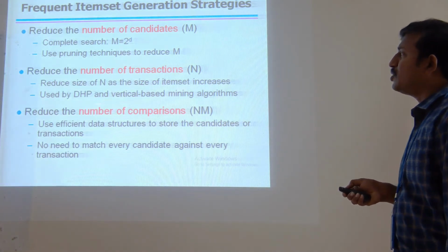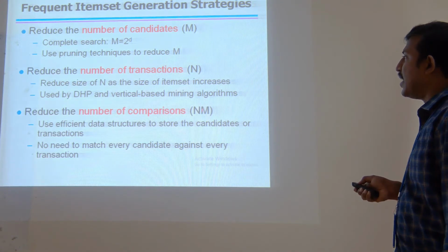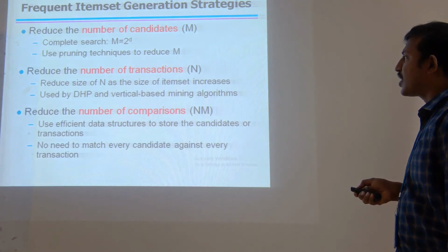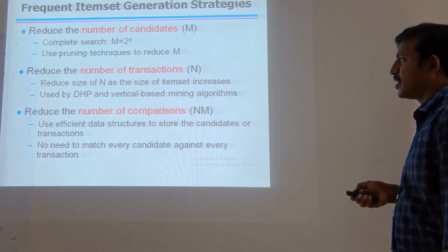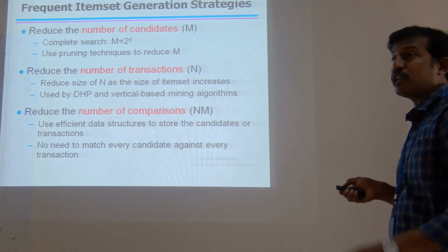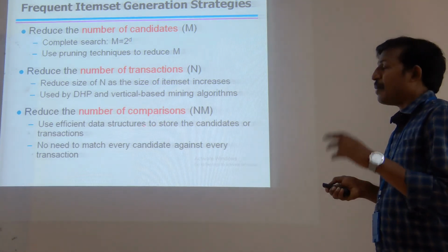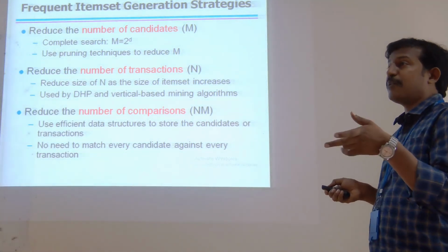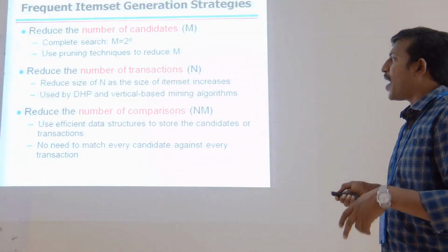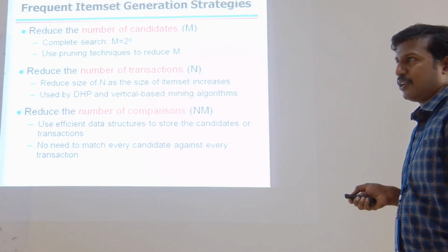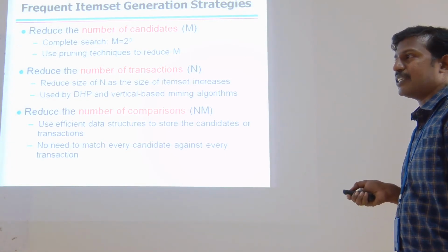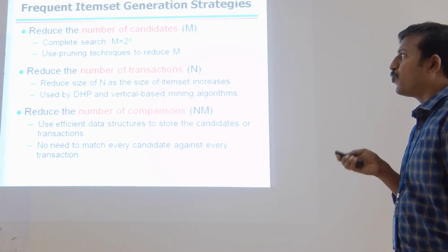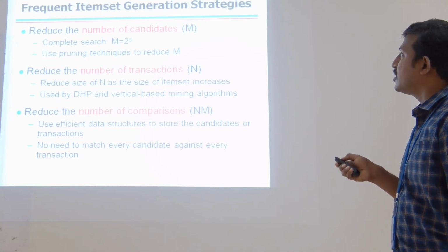And next, reduce the number of comparisons between N and M. By using efficient data structures, we can store the candidates or transactions in an efficient manner. If stored efficiently, the search time and the number of comparisons will be reduced, and so the time complexity will be reduced. No need to match every candidate against every transaction. We'll skip some candidates based on efficient data structures. Of these possibilities, we prefer reducing the number of candidates.